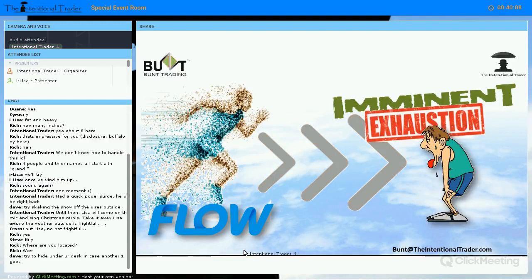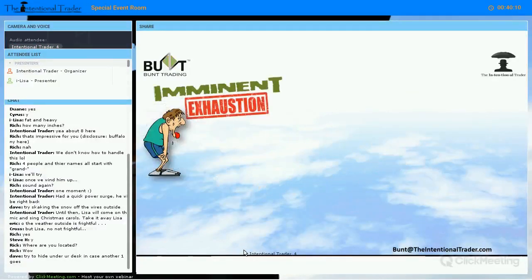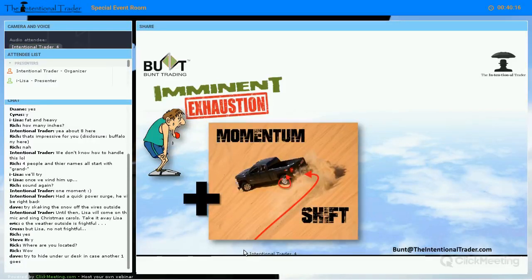Now, let's look at this and let's take that imminent exhaustion and now let's add shift in momentum. Okay? We're reading order flow, not momentum.